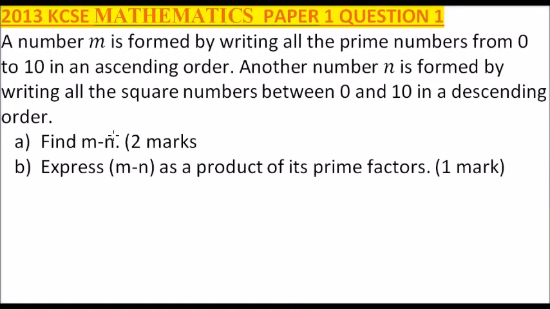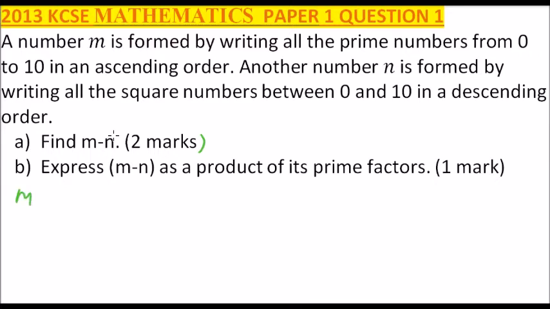2013, paper 1, question 1. We are told a number m is formed by writing all the prime numbers from 0 to 10 in ascending order. Another number n is formed by writing all the square numbers between 0 and 10 in descending order. Find m minus n. To do that, first of all, we start with m.